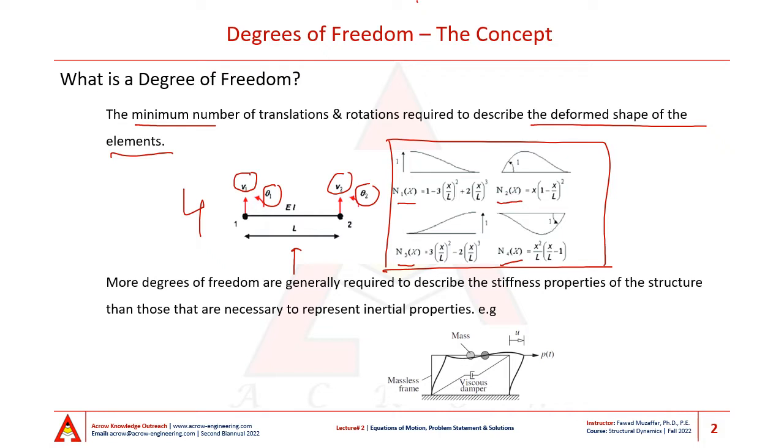Now, as we will learn later, the degrees of freedom that are required to describe the stiffness properties of the structure is typically more than the degrees of freedom that are required to calculate the inertial properties of the structure.